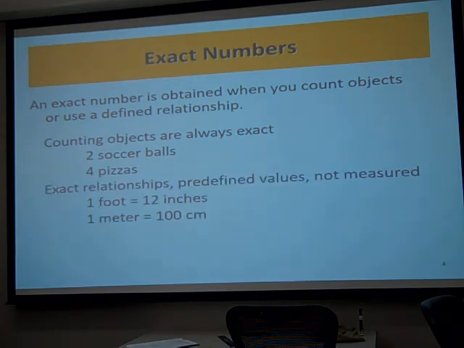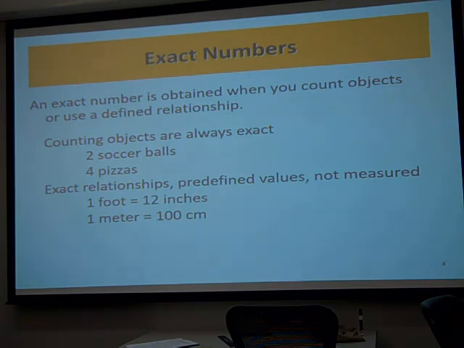Now, so there are 2 ways to have an exact number. I already mentioned counting, but you can also have an exact number if you have a definition. Like for example, 1 foot equals 12 inches, right? That's exact. Even though we measure things in feet and measure things in inches, the relationship that 1 foot equals 12 inches is by definition an exact number. Just like 100 centimeters is equal to 1 meter. By definition, that is exactly what a meter is, 100 centimeters. So there's no uncertainty there.